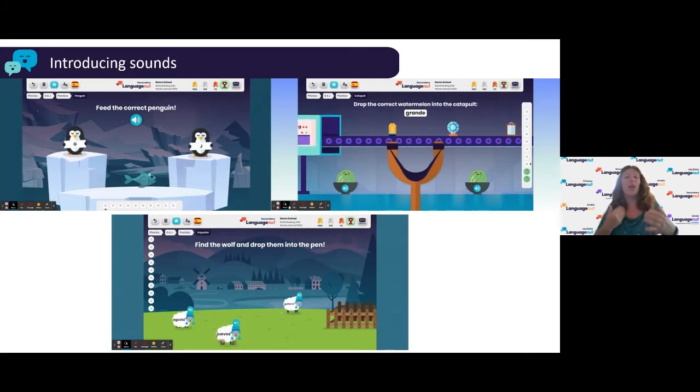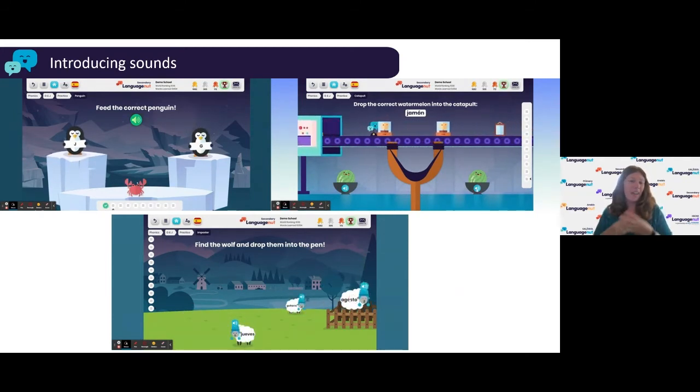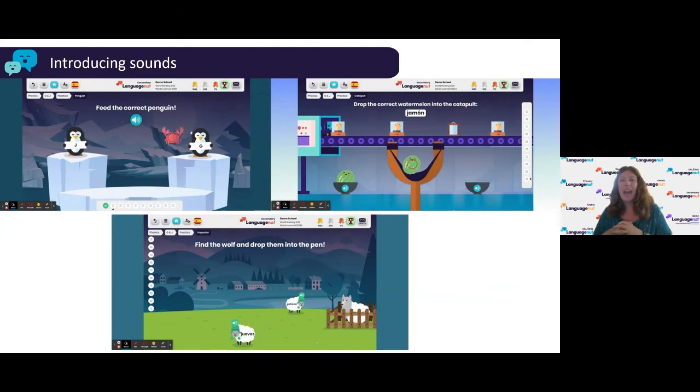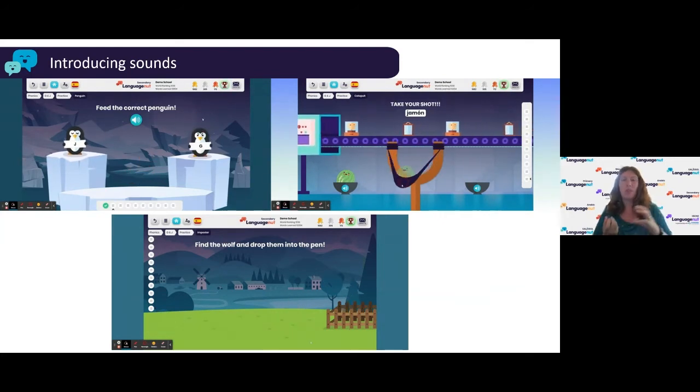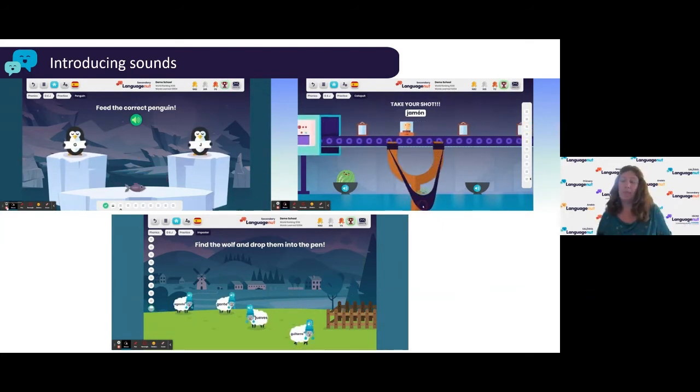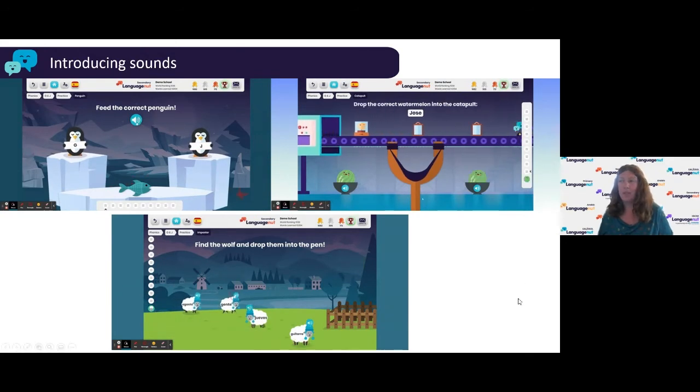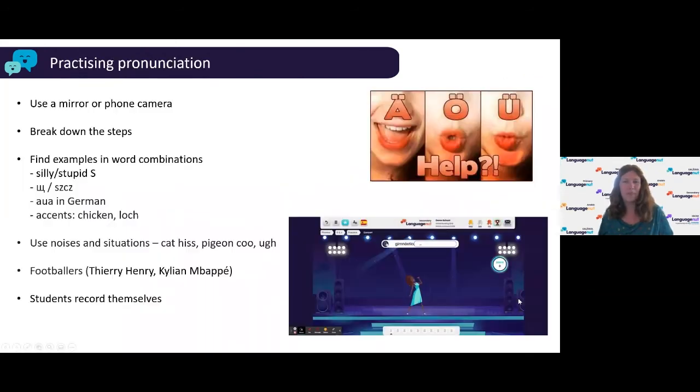And as they go through, there are more and more sheep, so it gets more and more difficult. And yeah, these are really good fun games, and it's something which you can do in the class or you can do it at home as well. So I definitely recommend that you check those out if you're not a Language Nut subscriber.